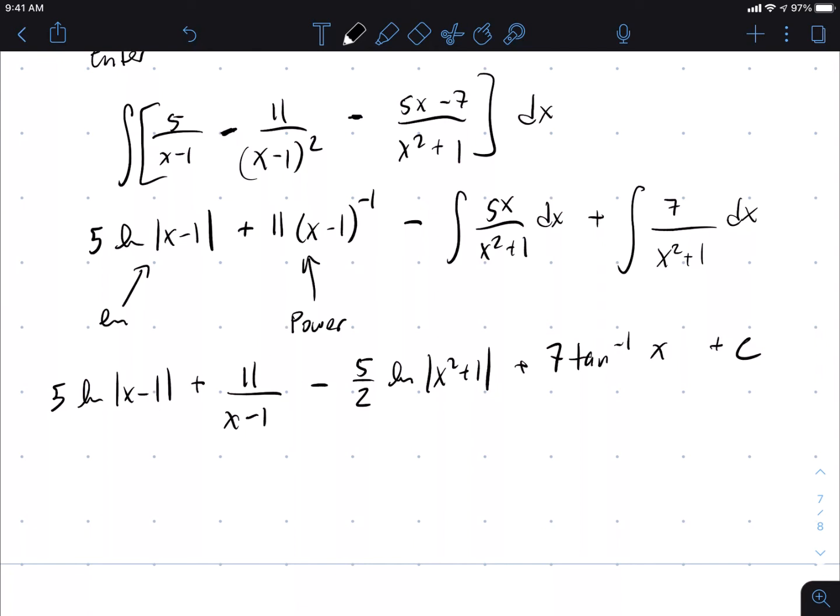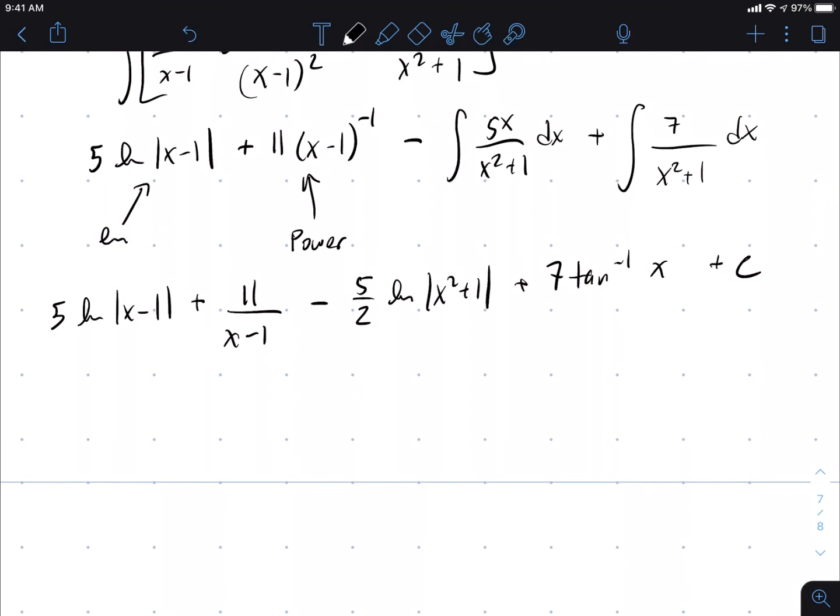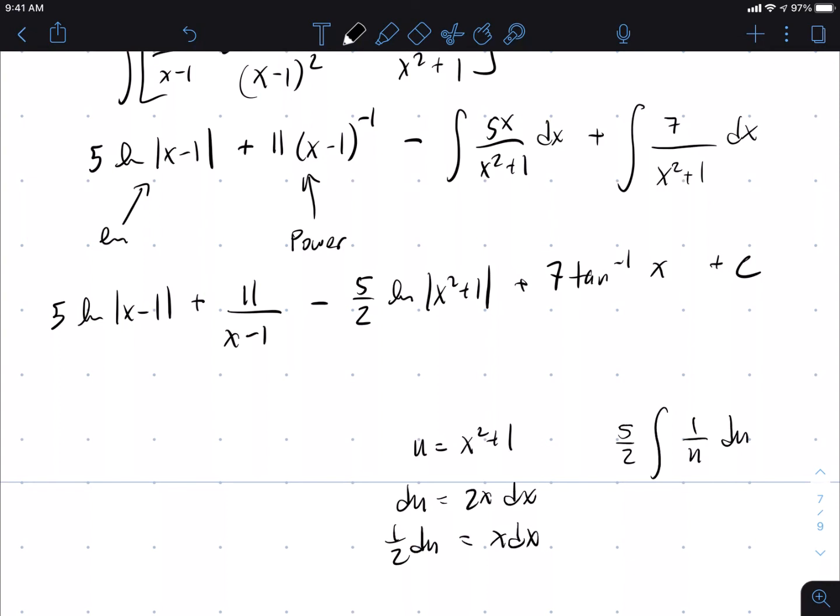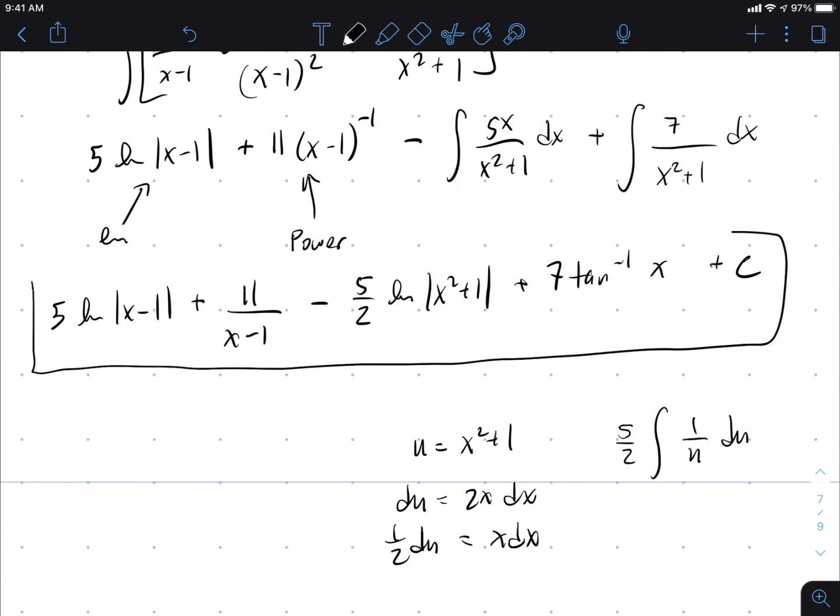What was your u for that u sub? Just so I can write it down. For this one? Yeah. Okay, so I'll show you that one just so you can see. I would have gone u is x squared plus 1. So du is 2x dx. So 1/2 du is the x dx. And so I would have had 5 over 2 integral of 1 over u du, which is the ln. Does that make sense?